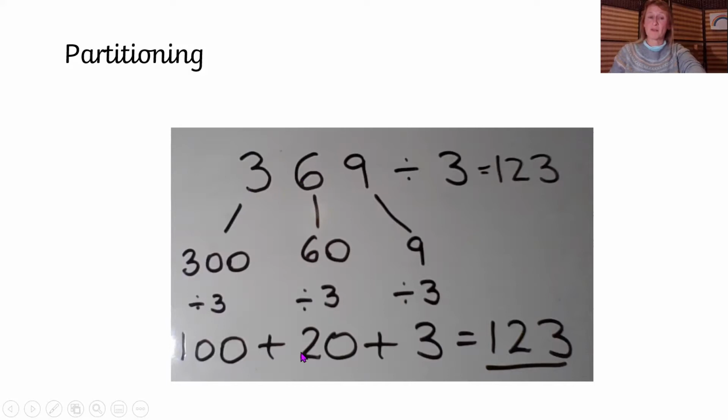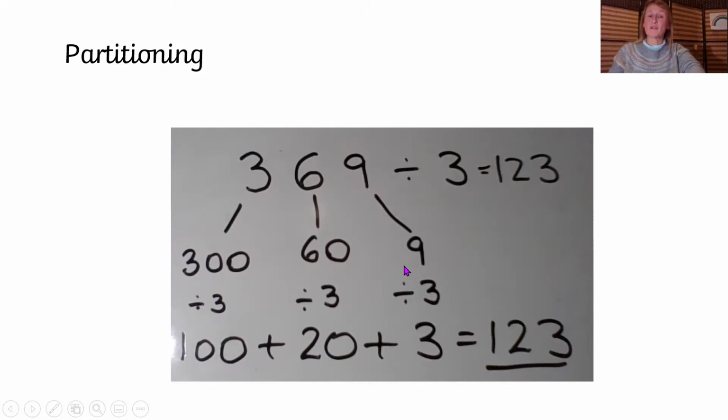Okay, 6 divided by 3 is 2. So 6 tens divided by 3 makes 2 tens. Okay, all I've done is added tens on the end, which is the 0. 300 divided by 3 is 100, because 3 divided by 3 is 1. So 300 divided by 3 is 100.